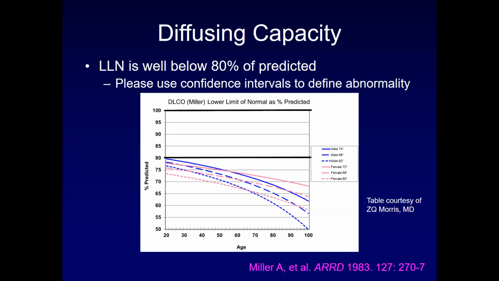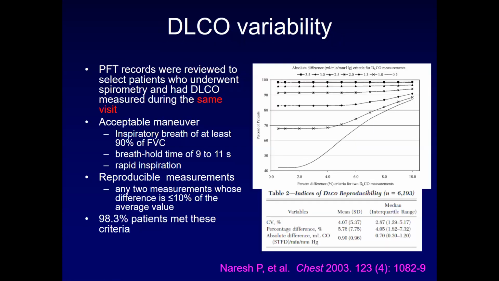Probably the most common question I get asked is, well, what represents a change in diffusion capacity from point A to point B? There's really no good studies to help identify the answer to that question, but I'll refer you to this study published in Chest in 2003.